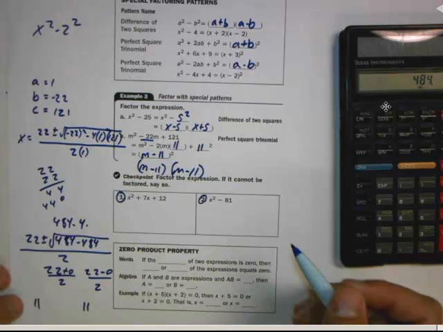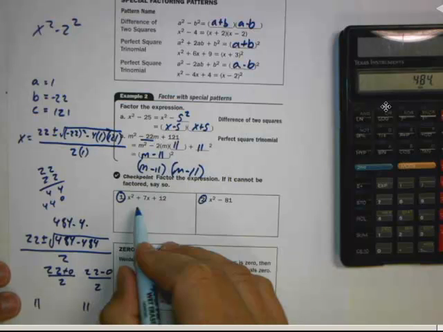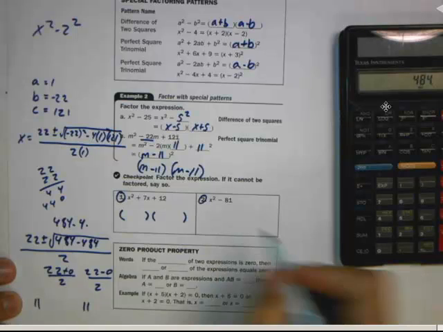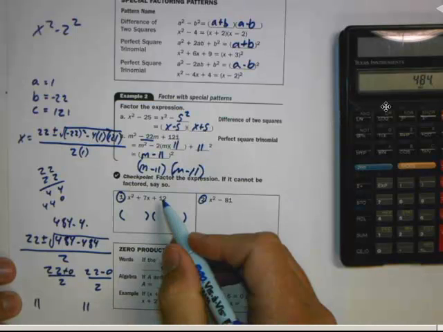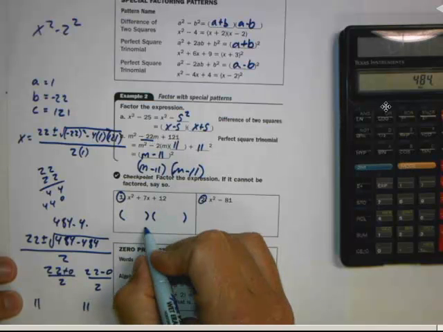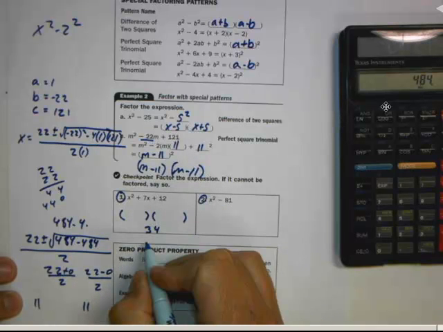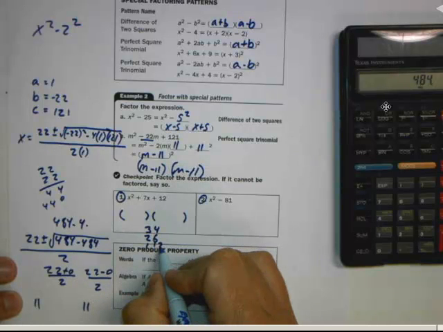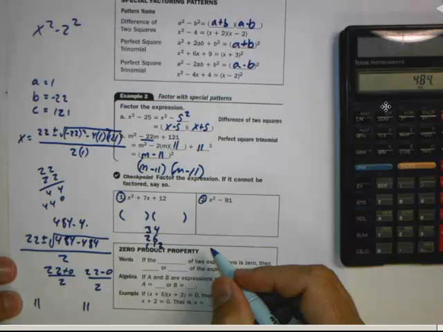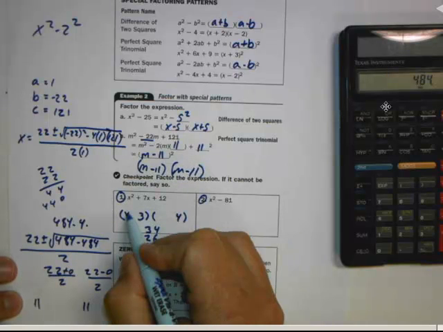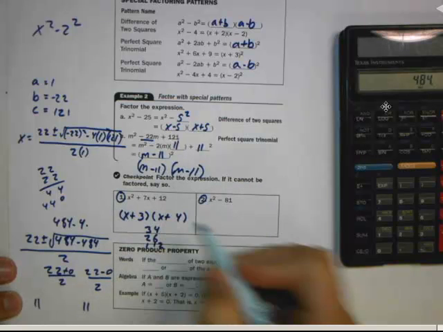All right, welcome back. When we look at this here, what numbers did you get that when you multiplied them together got 12, and when you added them together you got 7? Numbers to multiply together to get 12: 3 and 4, 2 and 6, 1 and 12. Which of those add up to 7? 3 and 4. So you end up with x plus 3 times x plus 4.